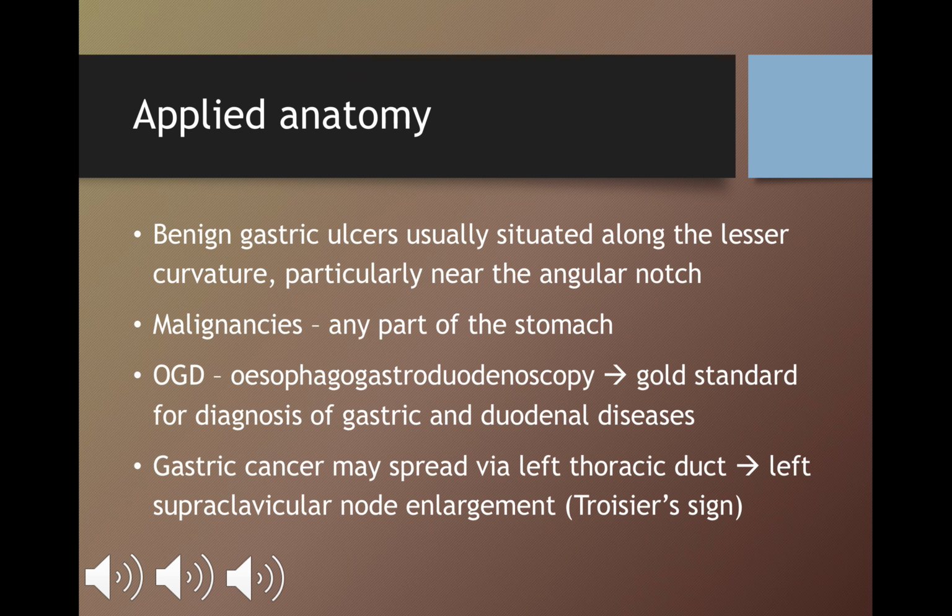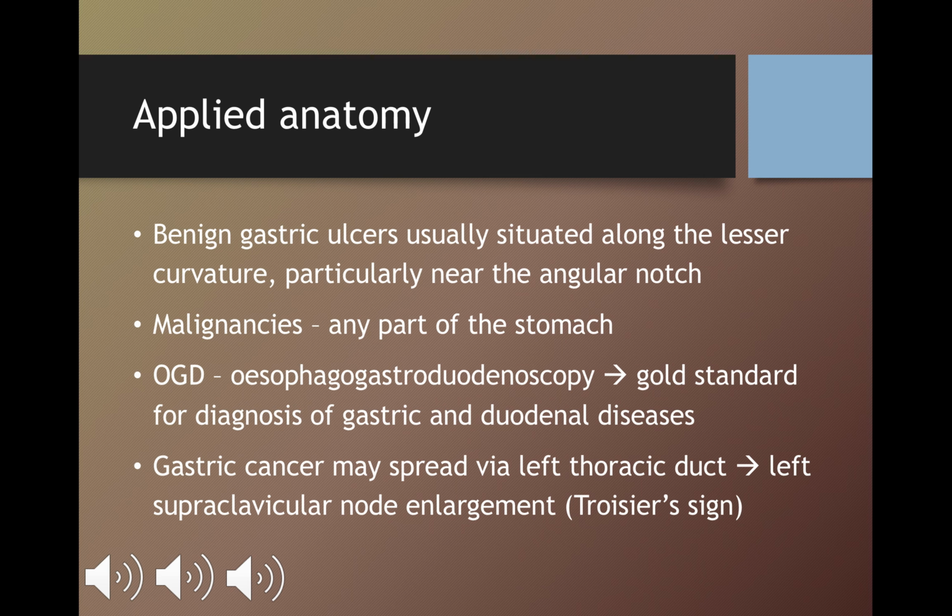As we know the anatomy of the stomach, we can apply the knowledge clinically. Benign gastric ulcers mostly stay along the lesser curvature, whereas malignant gastric ulcers can be found in any part of the stomach. OGD-scopy, looking inside the esophagus, stomach and first part of the duodenum through a camera tube, is now regarded as the gold standard investigation for gastric and duodenal diseases.